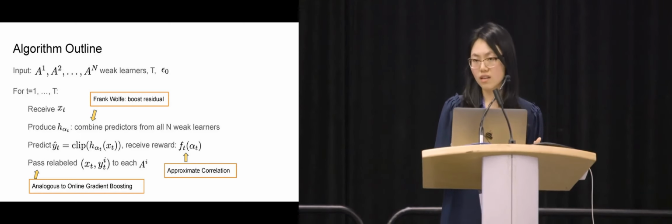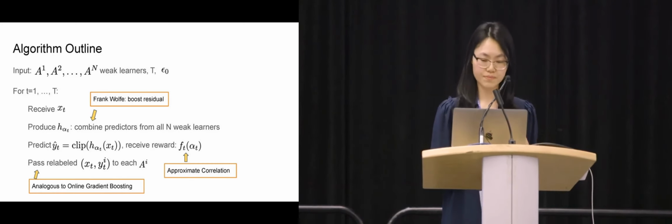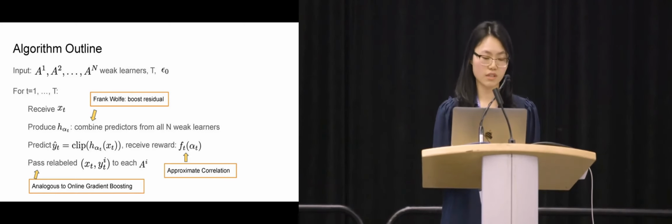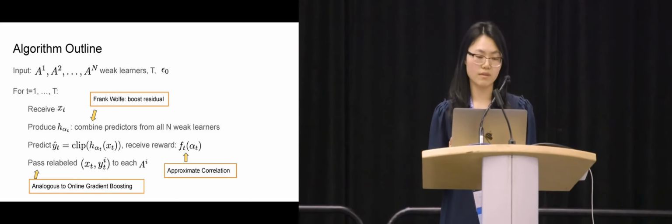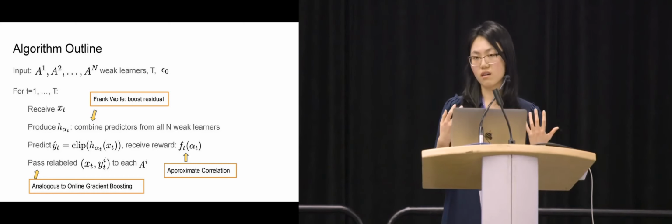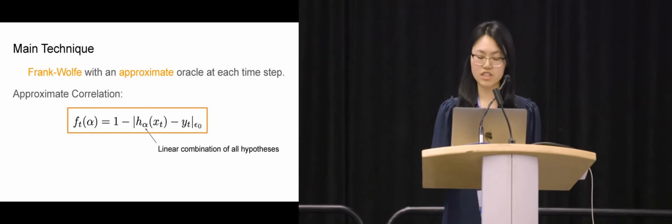And then we receive an online reward FT alpha T, which is the approximate correlation function. And in the end, we pass a relabeled XT, YTI to each of the online weak learners. And note that the label is different for each weak learner. This is analogous to the online gradient boosting algorithm, because these weak learners are online learners that take data and labels at each iteration.